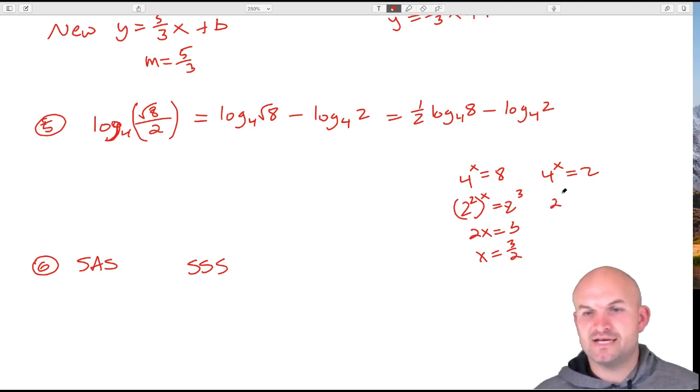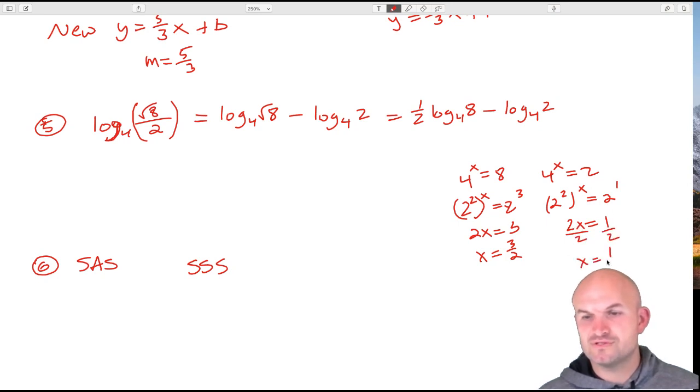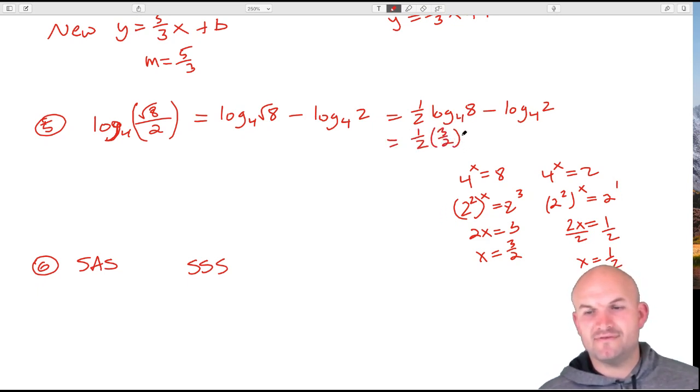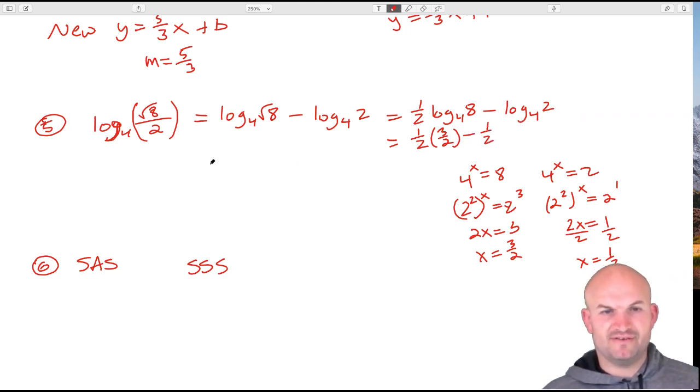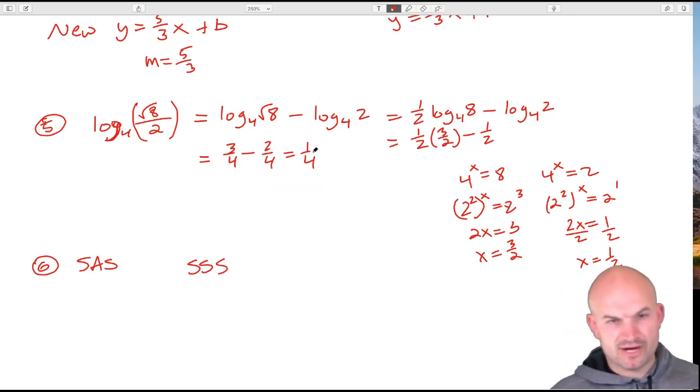And then here I could say 2^x equals 2 to the first power. That already has a base 2. So therefore 2x equals 1, x equals 1/2. So therefore I have 1/2 times 3/2 minus 1/2, which ends up giving me, let's see, 3/4 minus, I could change 1/2 into 2/4, which is going to give me 1/4. So I just changed 1/2 into 2/4, so therefore I could subtract those.